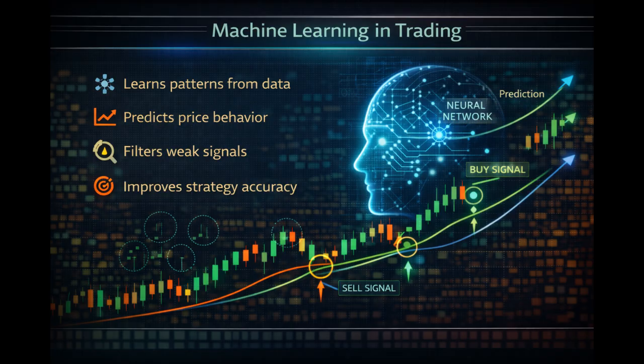Third, the machine learning model is trained using historical data. During training, the model learns patterns that correlate with profitable or unprofitable trading outcomes. Finally, the trained model is used to generate predictions on new market data. These predictions may indicate the probability that a trade will be profitable. For example, a machine learning model may predict that a Renko breakout signal has a 70% probability of success based on historical patterns.